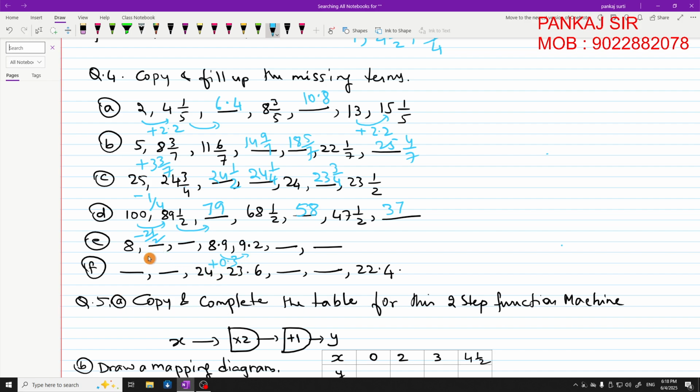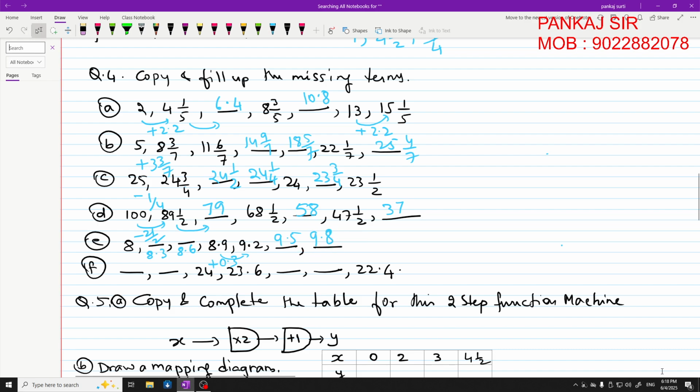So this term will be 8.3. 8 plus 0.3 will be 8.3. 8.3 plus 0.3 will be 8.6. 8.6 plus 0.3 will be 8.9. 8.9 plus 0.3 will be 9.2. 9.2 plus 0.3 will be 9.5. And 9.5 plus 0.3 will be 9.8.